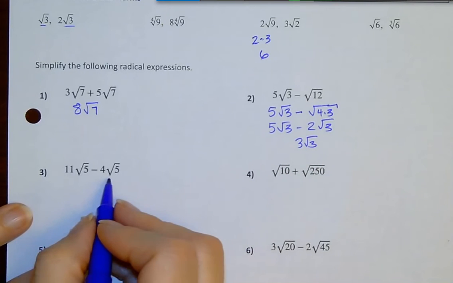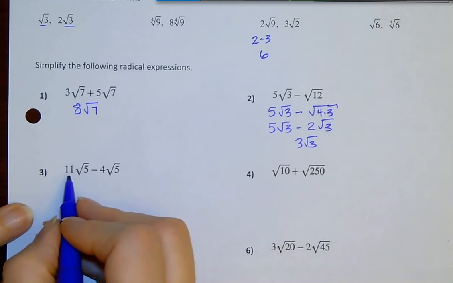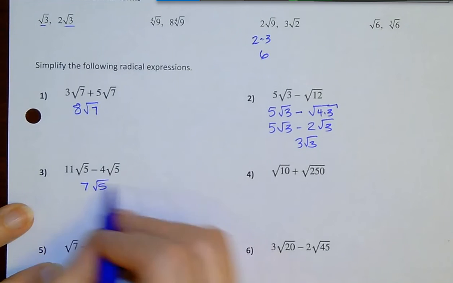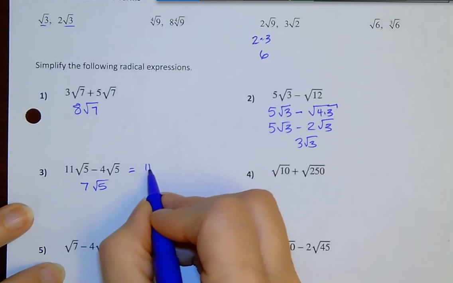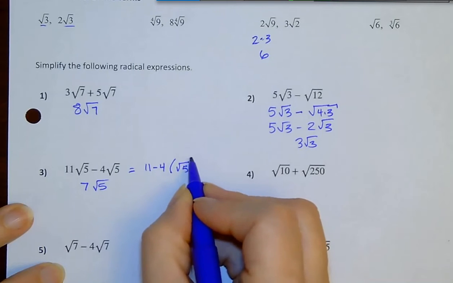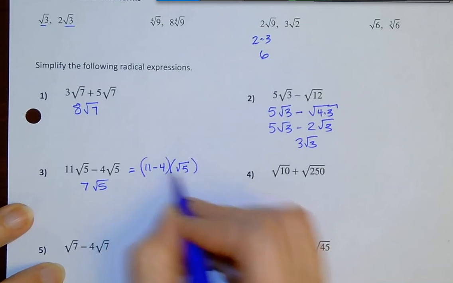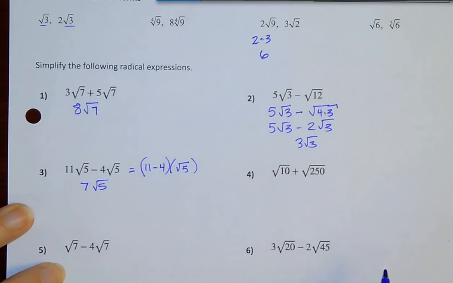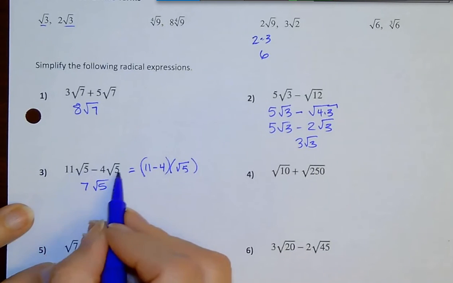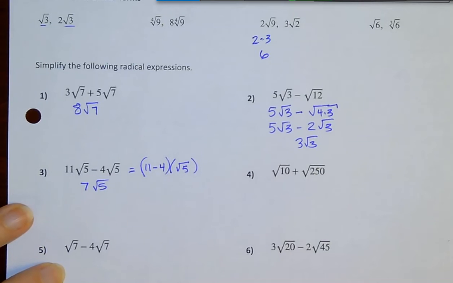Okay, 11 roots of 5 minus 4 roots of 5. I had 11 of them, I took 4 away, I have 7 roots of 5 left. So again, I am saying that this is 11 minus 4 times the square root of 5. It is 11 minus 4 combined there, times the square root of 5. I have essentially pulled out the square root of 5 with reverse distributive property.